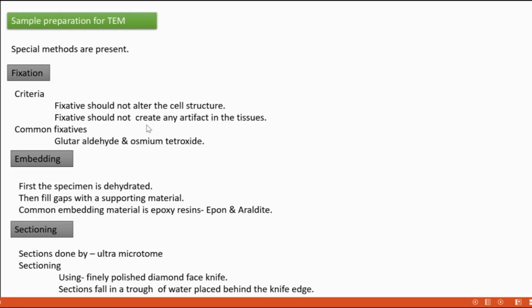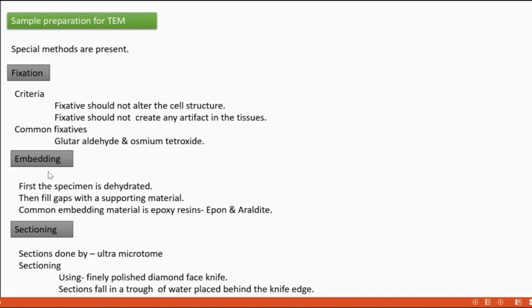Artifact means what? We are using some fixative on the specimen. It may lead to some additional projection or swelling over the specimen. That additional swelling or projection that happens during the fixation process is called an artifact. That should be avoided. So, a fixative should not create any artifact in the tissues. The common fixatives that are used are glutaraldehyde and osmium tetroxide. These are the two common fixatives used in TEM.